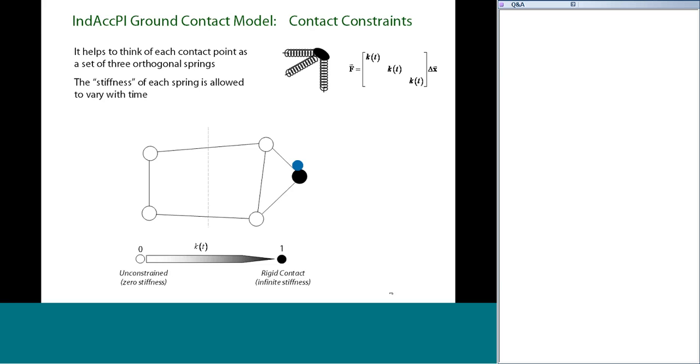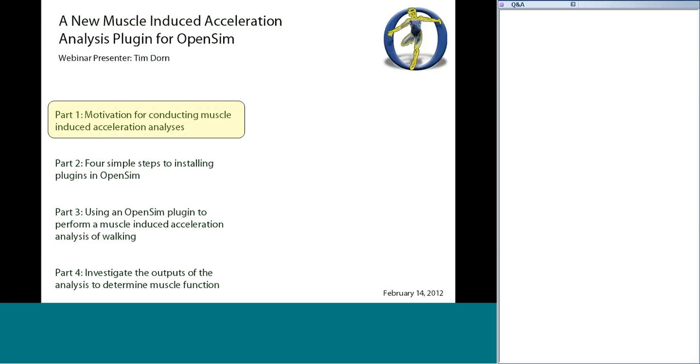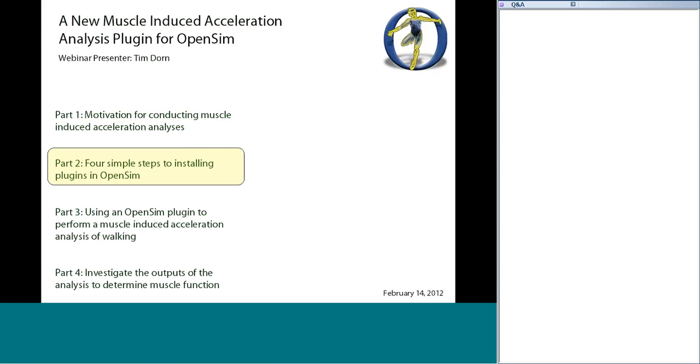So this contact model and the induced acceleration analysis together are combined into this plugin, and this plugin is freely available, and I'm going to show you how you can install it into your current installation of OpenSim. Just before we do, plugins are a great functionality of OpenSim because they allow the components of OpenSim to be extended. So you can add, for example, your own muscles.